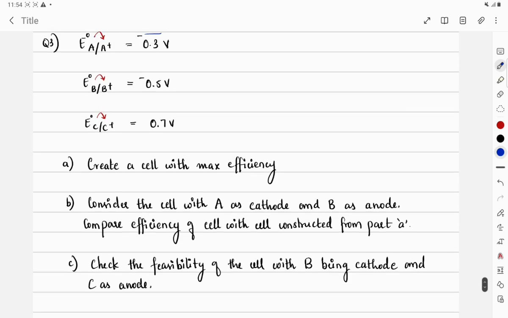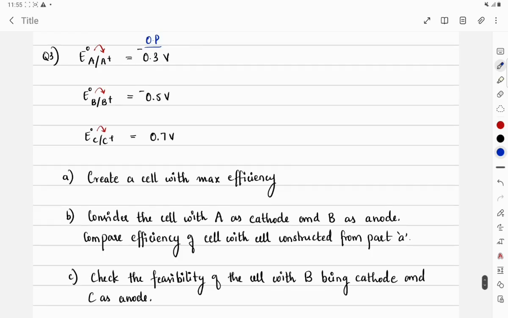So you know that if you want to create a cell with maximum efficiency, the reduction potential of its cathode should be very high and the oxidation potential of its anode should also be very high. So since only oxidation potential is given here, for our ease it's always better to write reduction potentials also. What will be the reduction potential? Just the opposite of this. This is minus 0.3, so this will be plus 0.3 volts. Similarly, this is minus 0.5, so this has to be plus 0.5 volts. In case of C, plus 0.7 volt, it will have a reduction potential of minus 0.7 volt.